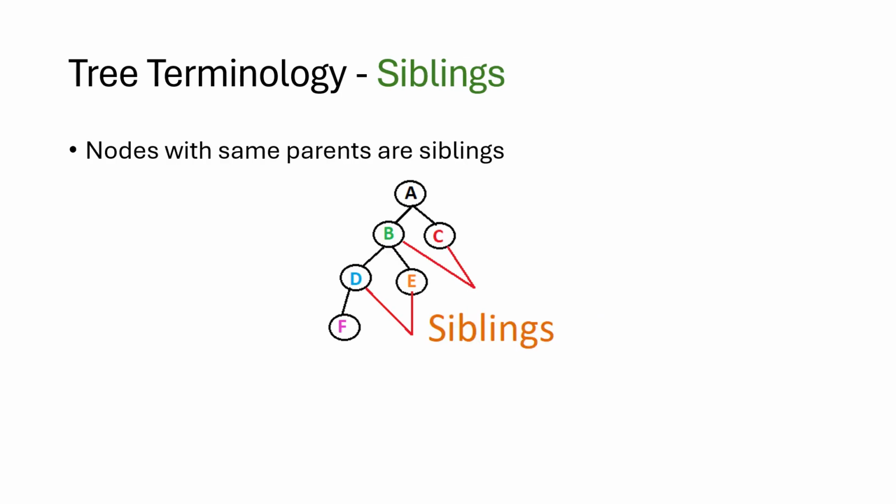Siblings. If a number of nodes have the same parent, they are called siblings. In this example, B and C are siblings, D and E are siblings, and F is a single child. There are no siblings for F. D and E have the same parent, B. Why are B and C siblings? Because the parent of B and C is A. That is called siblings.